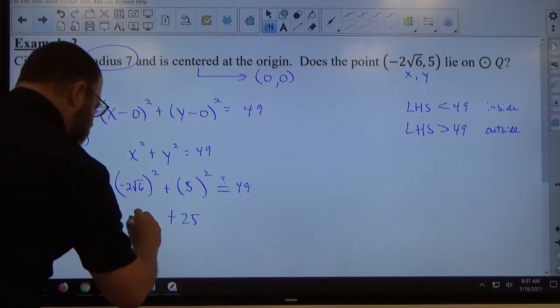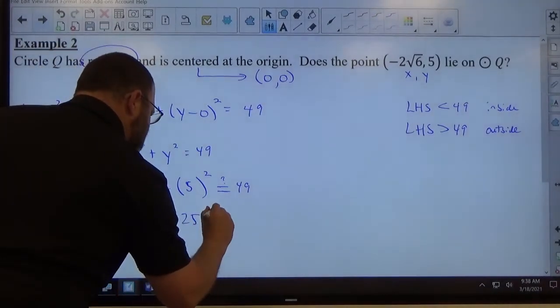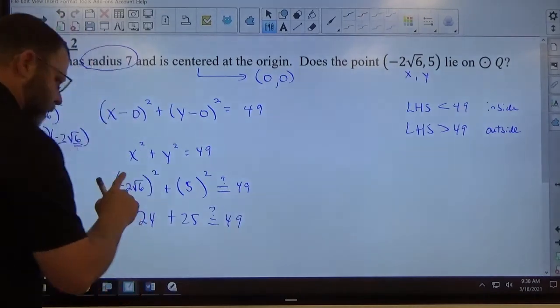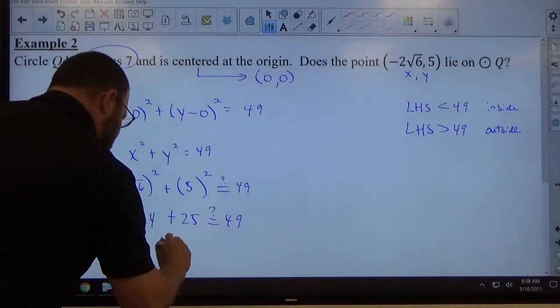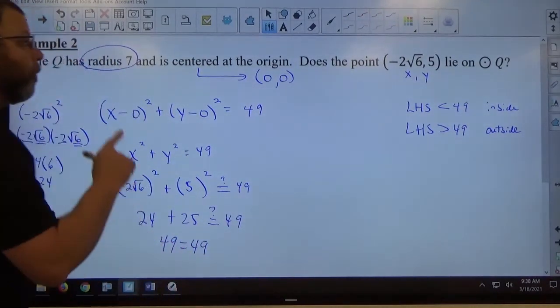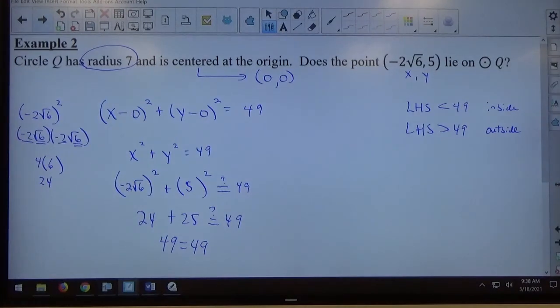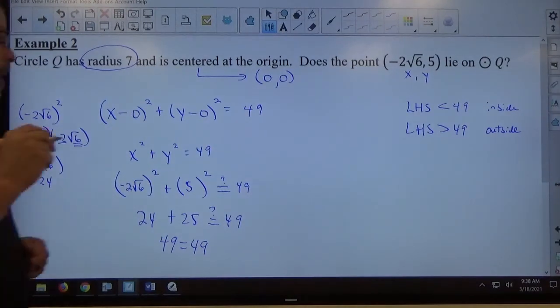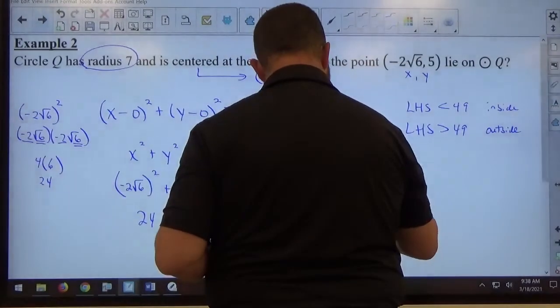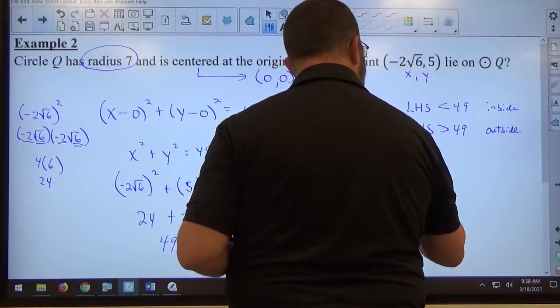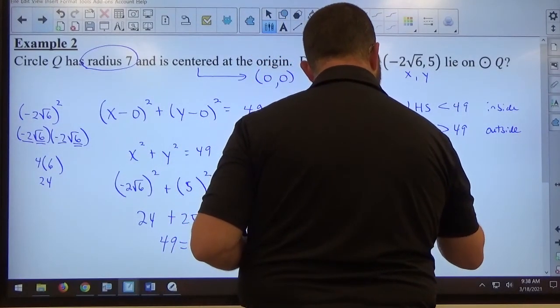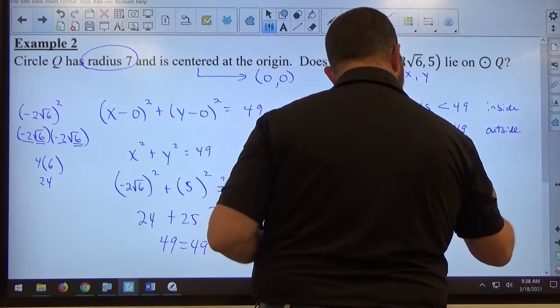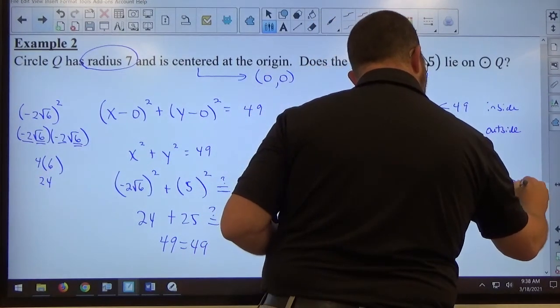Okay, so that's 24 plus 25 maybe equals 49. All right, 24 plus 25 is 49, and 49 equals 49. So does the point negative 2 square root of 6 comma 5 lie on circle Q? The answer is yes. Negative 2 times the square root of 6 comma 5 lies on circle Q.